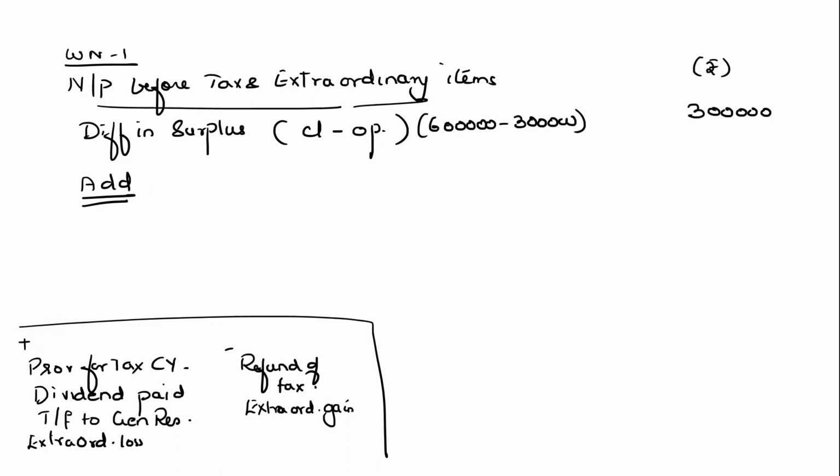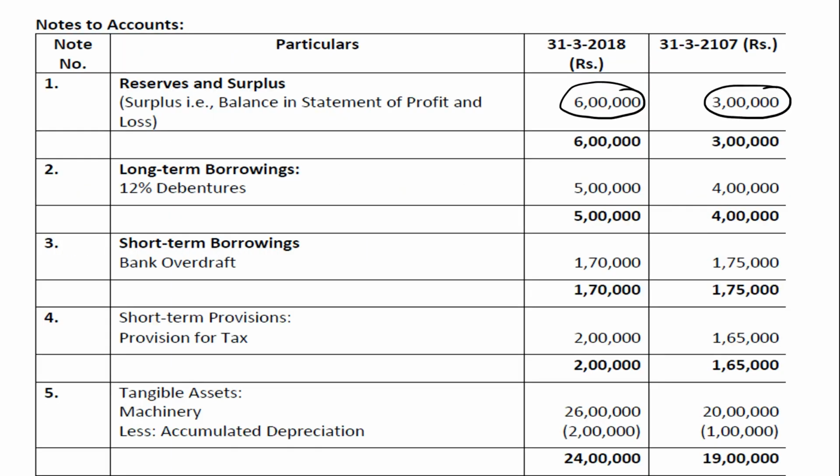Now let us come to the specific question and see what are the items. We have to find out what is the provision of tax for current year if it is given, if there is a dividend paid, the transfer to reserve or extraordinary items, refund of tax or extraordinary gain. Keeping that in mind, let us look at this question.